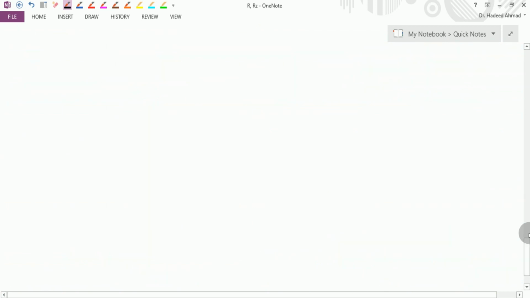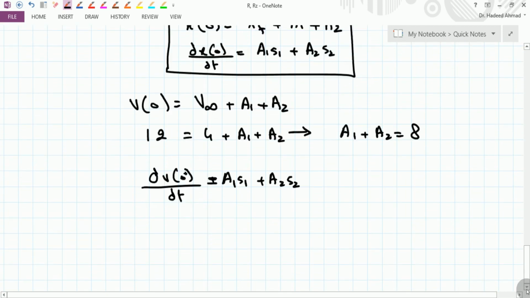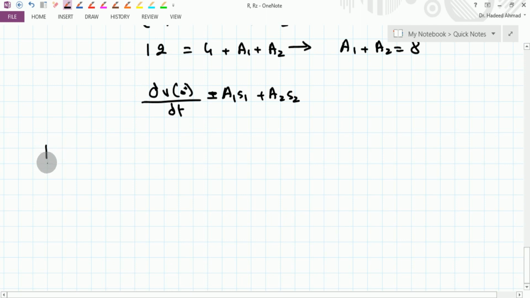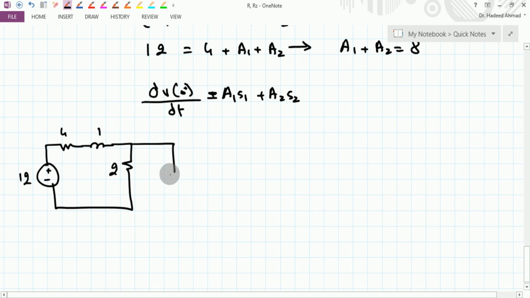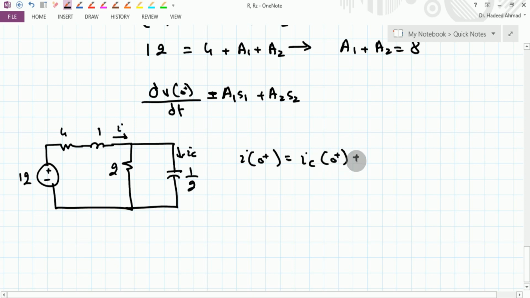So to solve for this thing, let me redraw the circuit here. This is the circuit. This is 12, 4, 1, this is 2, and this is 1 by 2. Here we want to find out what is this IC. Here I have this I. So I0 plus is equal to IC0 plus V over R, the current through this 2 ohm resistance.